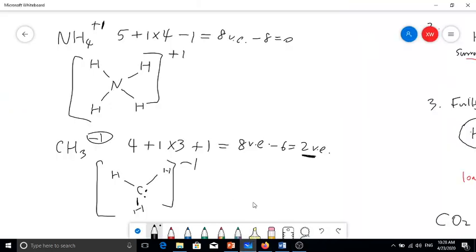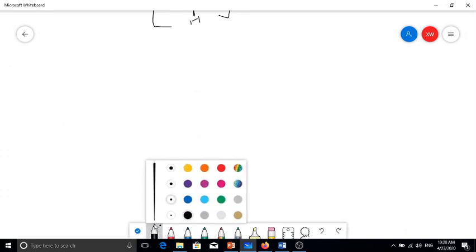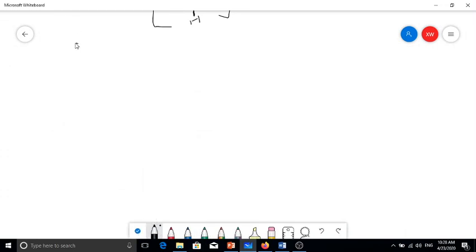All right, we're going to continue our discussion about Lewis structures of polyatomic ions. So let's look at a couple of examples that are a little bit more complicated. Let's say this one: carbonate with a -2 charge.